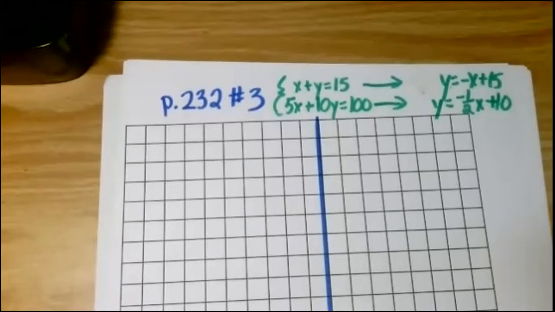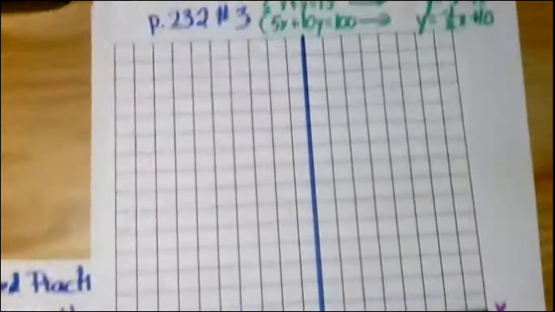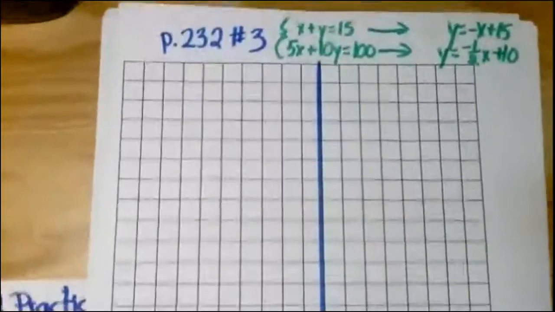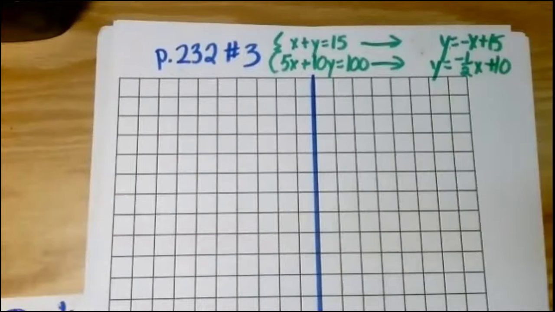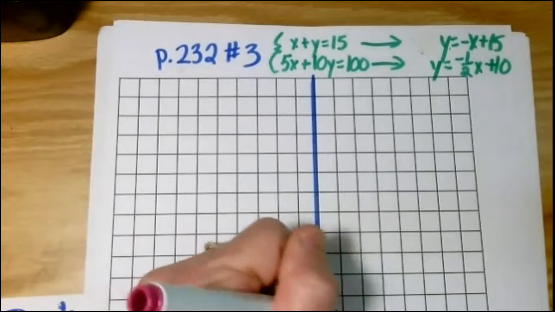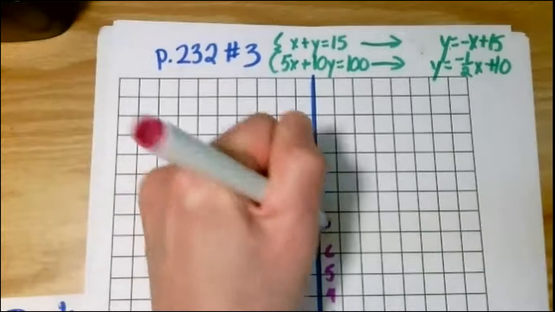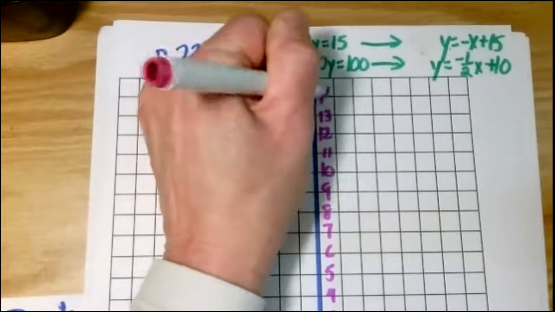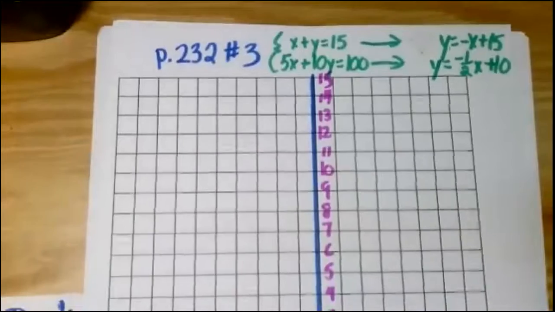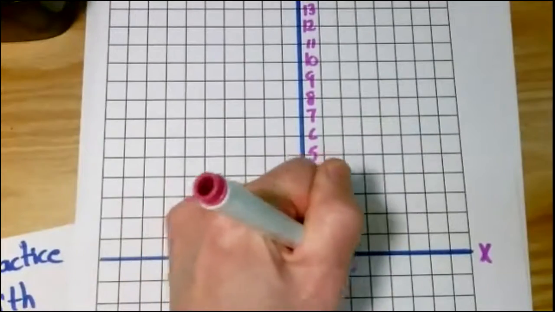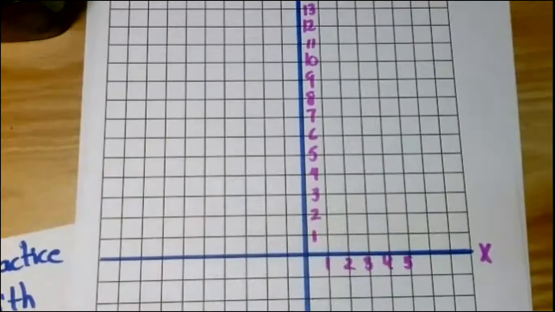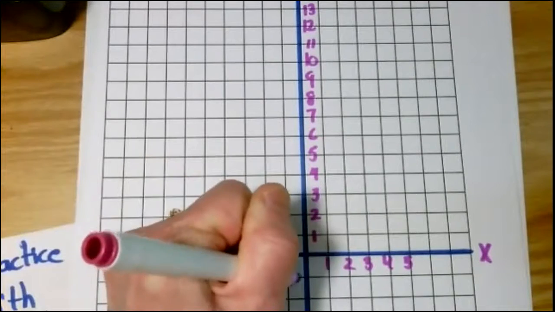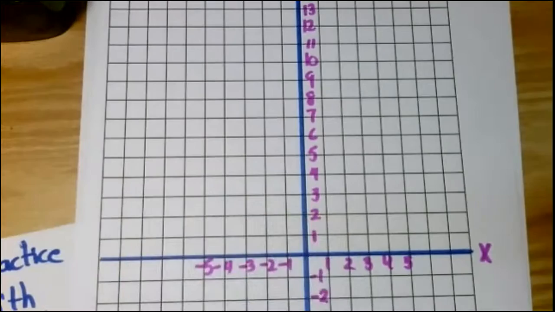Okay, here we are ready to graph this. And if you notice, I have put the x-axis way down here because I need to start my y-intercept up here at 15. So 1, 2, 3, 4, 5, 6, 7, 8, 9, 10, 11, 12, 13, 14, 15. And again, these numbers are going to be 1, 2, 3, 4, 5, etc. Negative 1, negative 2, negative 3, etc.